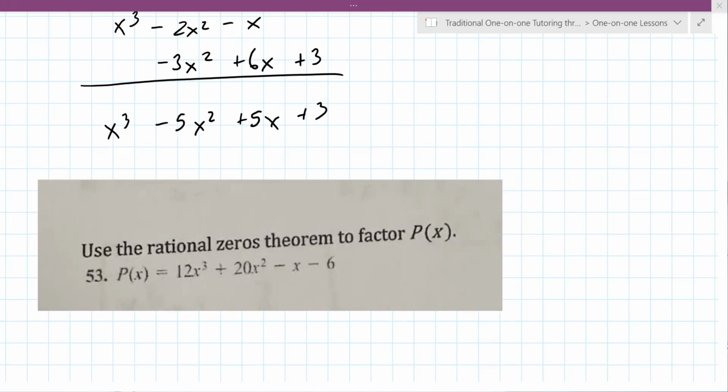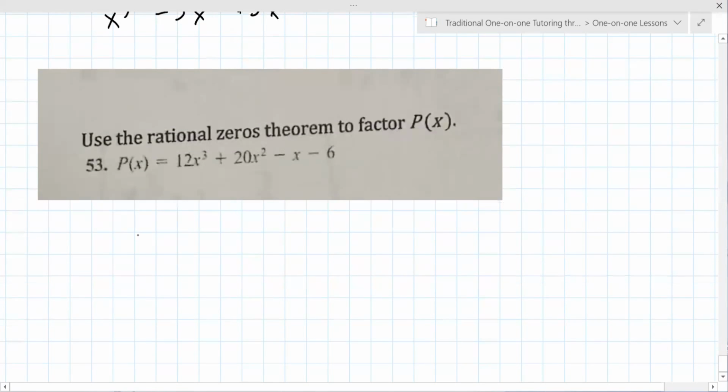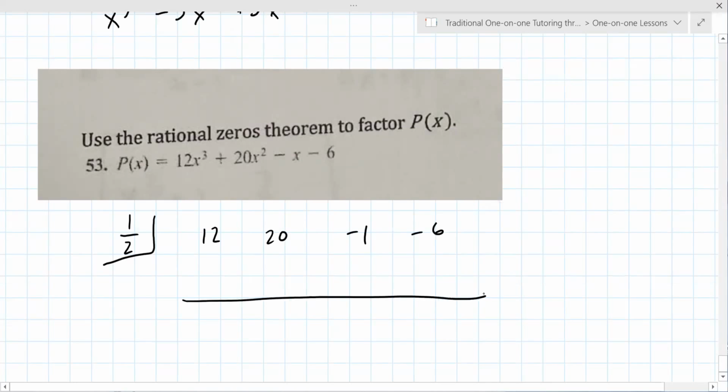So there's a 0 at... See, this one's really horrible because one of the zeros is at 1/2, the other one's at -2/3, the other one's at -3/2. So really brutal here, but we'll use the 1/2. Okay, and then 12, 20, -1, -6. We'll use synthetic division here. So use synthetic division to reduce it, and then it usually becomes something that you can solve either by factoring or quadratic formula.